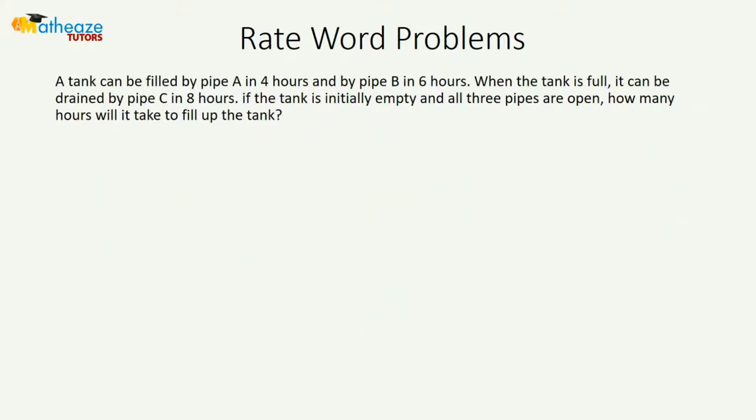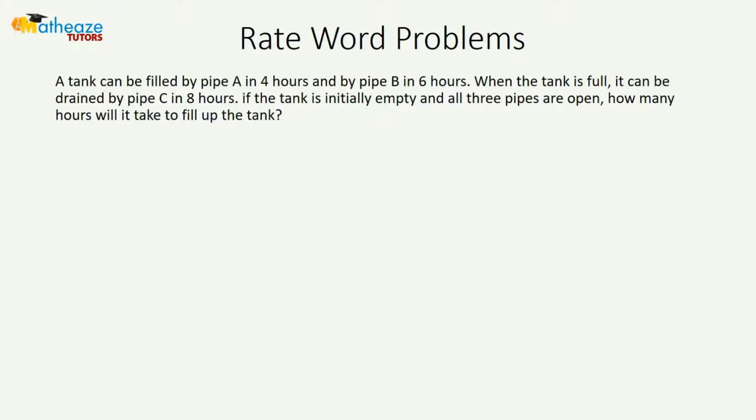A tank can be filled by pipe A in 4 hours and by pipe B in 6 hours. When the tank is full, it can be drained by pipe C in 8 hours. If the tank is initially empty and all 3 pipes are open, how many hours will it take to fill up the tank?